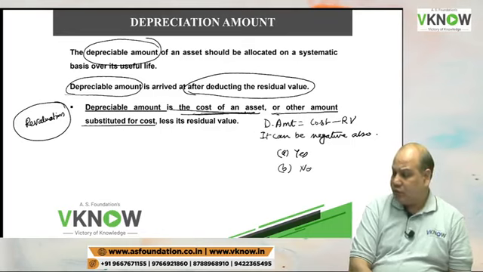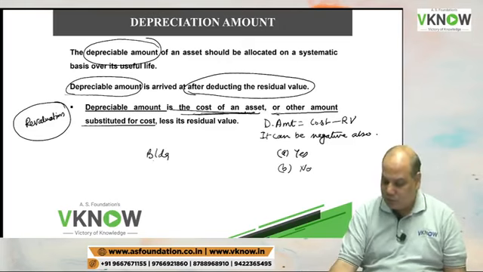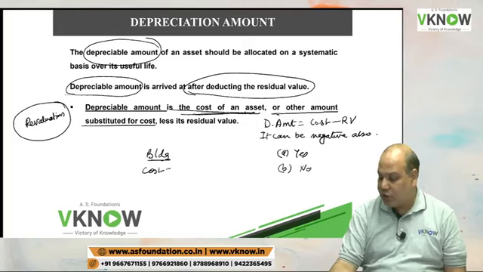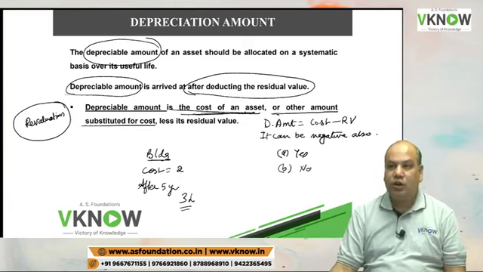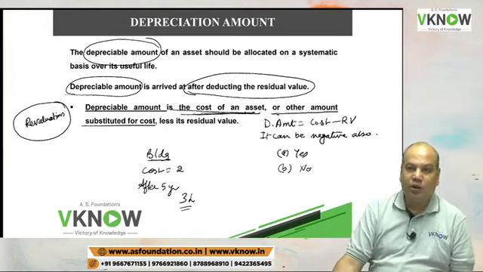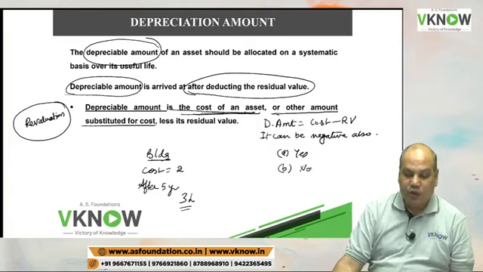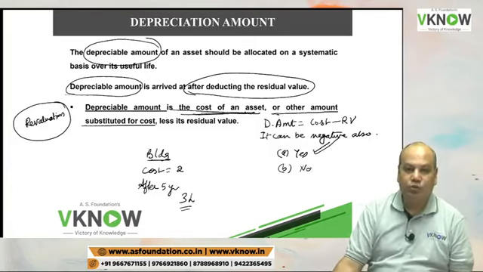The answer is yes. Let us say there is a building. You purchase the building for 2 lakh, but after 5 years, you find that the value of the building is now 3 lakh rupees. So at the end of year 5, when you do the calculation, your depreciable amount may become negative.